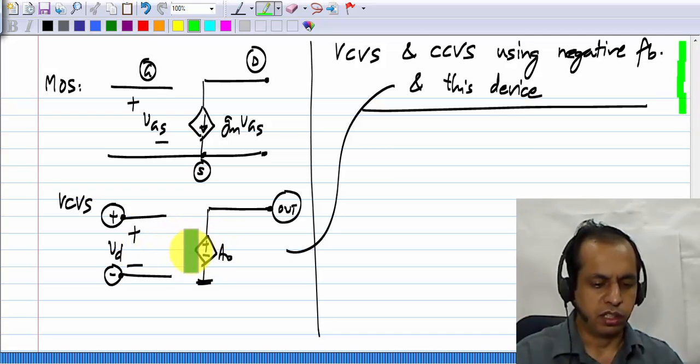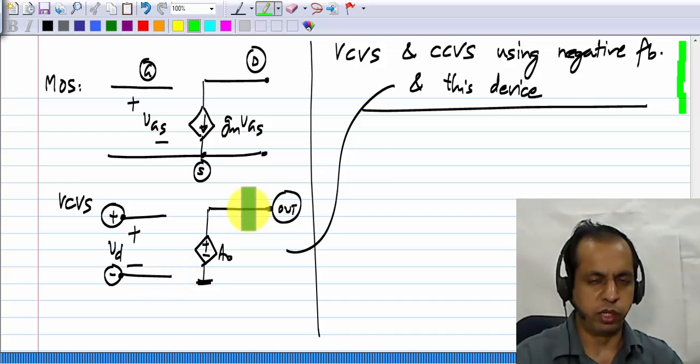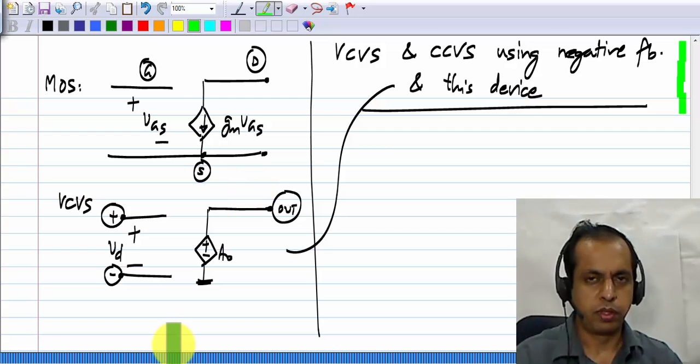Similarly here, this A0, when it's realized using a semiconductor device, can vary widely. We want to have a voltage controlled voltage source whose gain is determined by not a semiconductor device but something like a resistor. So we will try to do this.